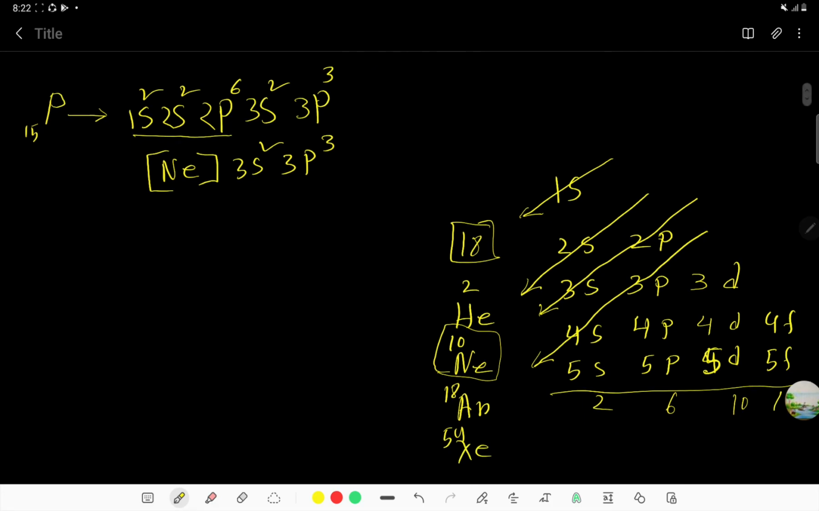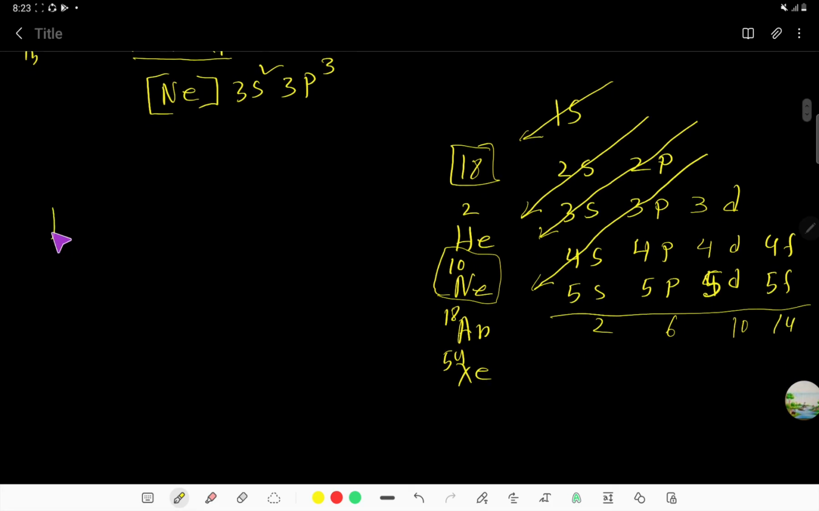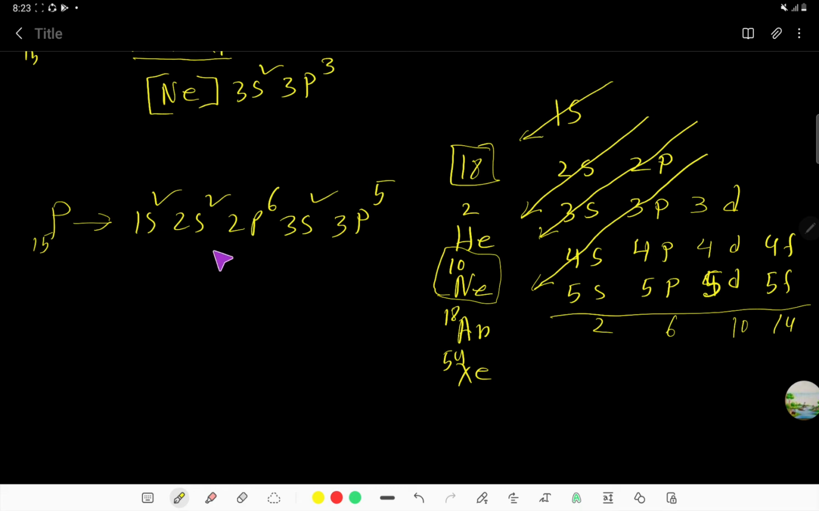Okay, so now I'm going to show you the second way to write the electron configuration of phosphorus. I think this second way is very time consuming, right? So first we have to write 1s2, then 2s2, then 2p6, then 3s2. So we have 2, 4, 10, 12. After 3s the electrons will go to 3p. 10 plus 5, 15. So this is the electron configuration in ground state.